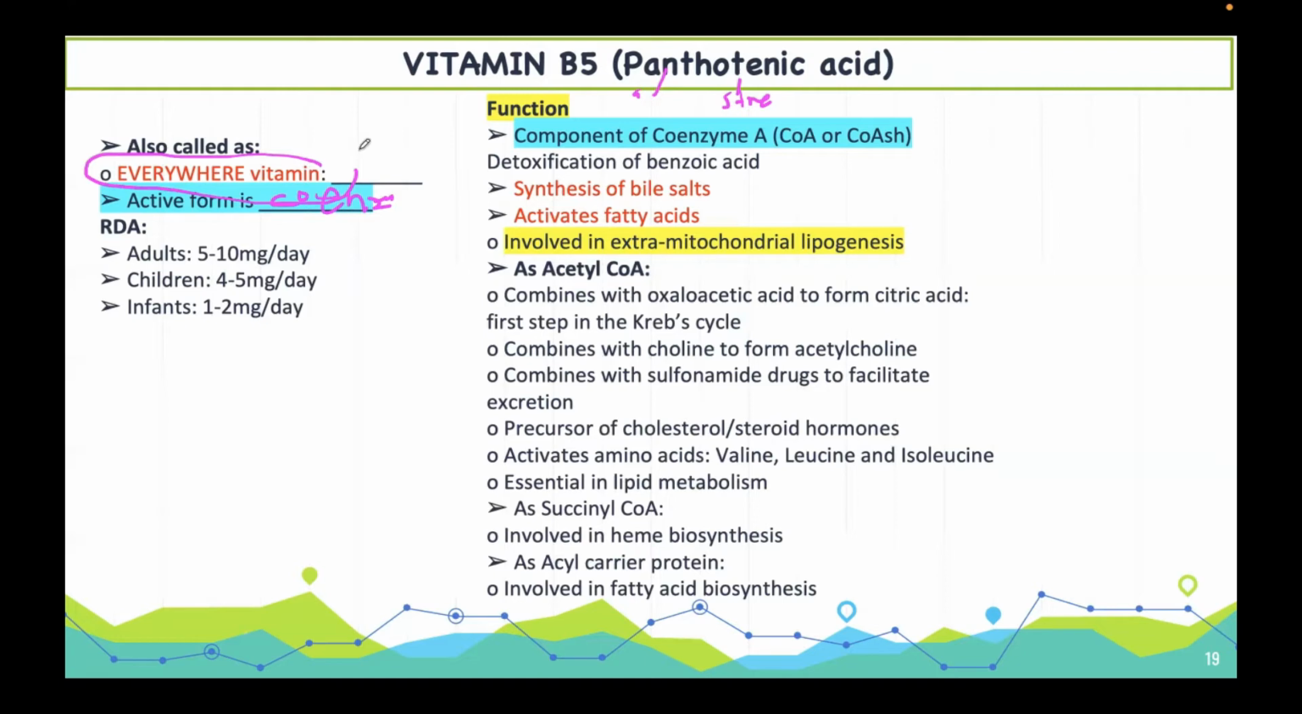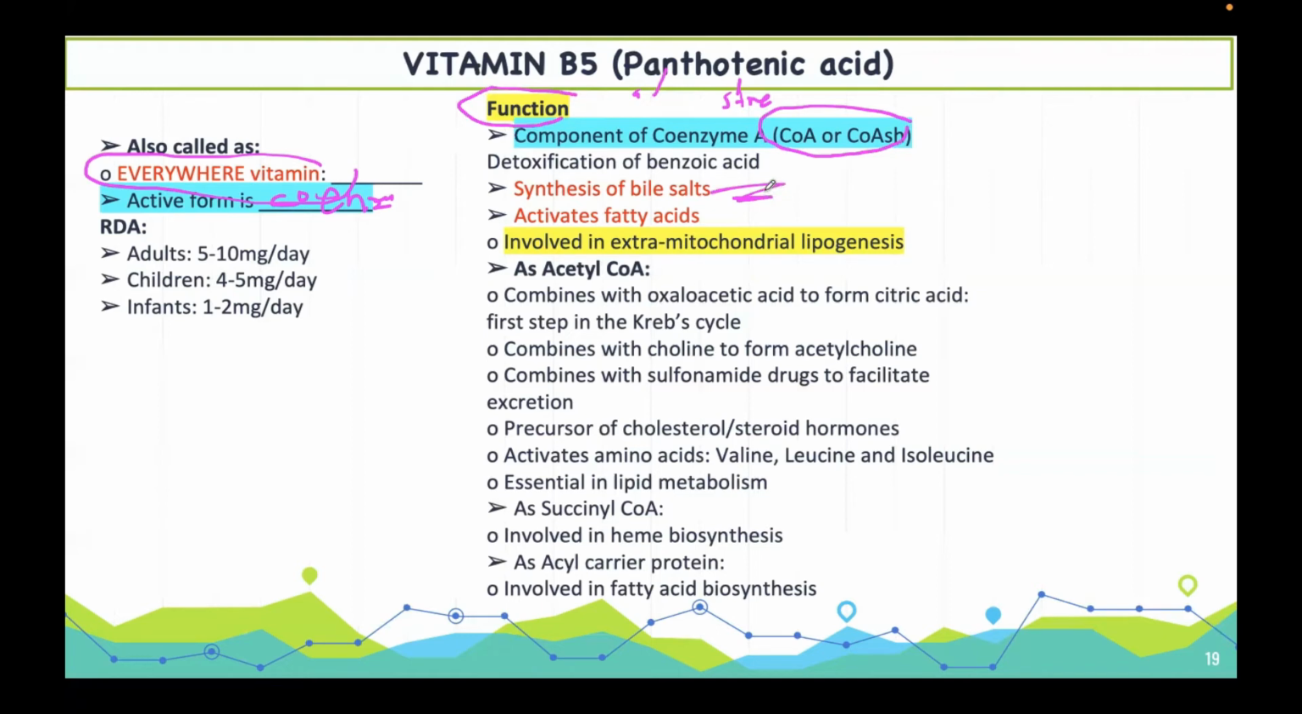So your vitamin B5, its main function is it is a component of coenzyme A or your CoA or CoASH. Okay, it is also used for the detoxification of your benzoic acid. It is highlighted in red, meaning it is important as a function for the synthesis of your bile acids. Remember, bile acids are the precursor of your cholesterol.